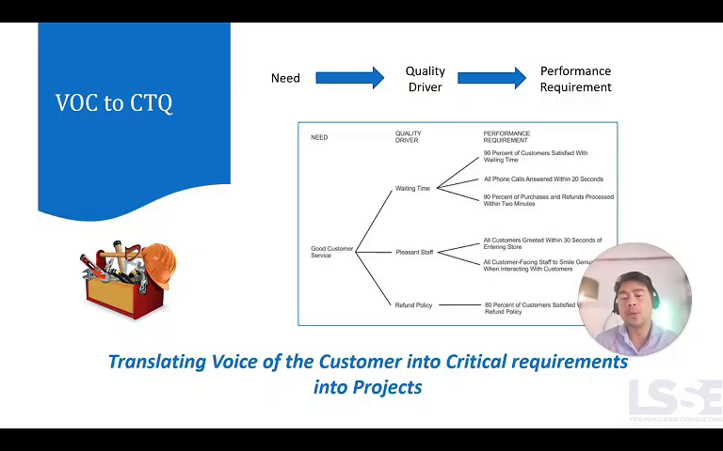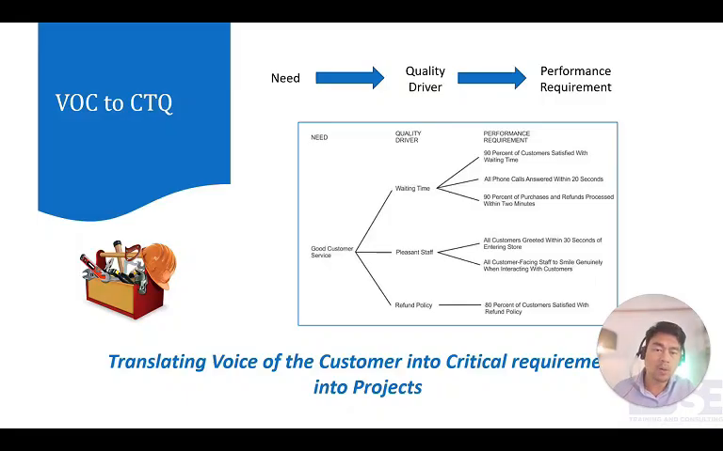For example, the example I'm using here is divided into three parts, by the way: the need, quality driver, and performance requirement. So a customer would require a need of good customer service. So what drives good customer service? I think the example here is probably a business handling customer complaints. Maybe this is a credit card example.